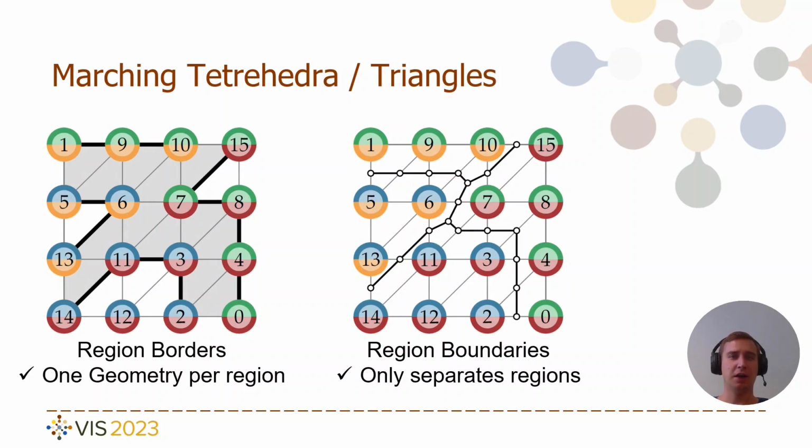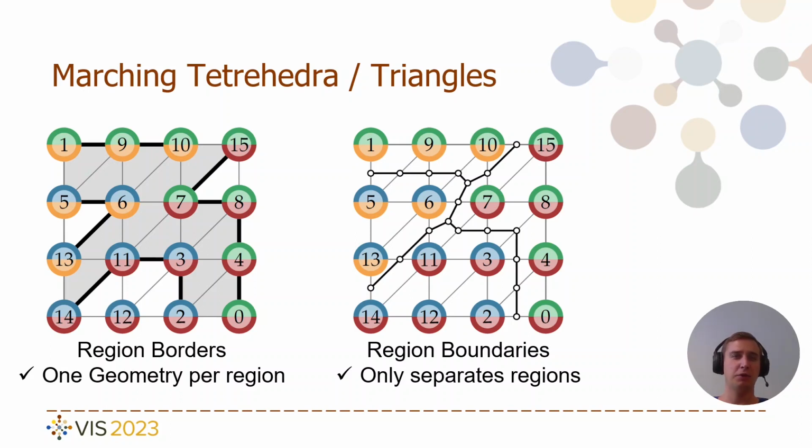Now that we've seen how to generate the ascending and descending segmentation, ultimately, by intersecting them, we're getting the Morse-Smale segmentation. We also want to generate geometry that separates those regions from each other, especially for 3D datasets. To do this, we use the marching tetrahedra or triangles algorithm.